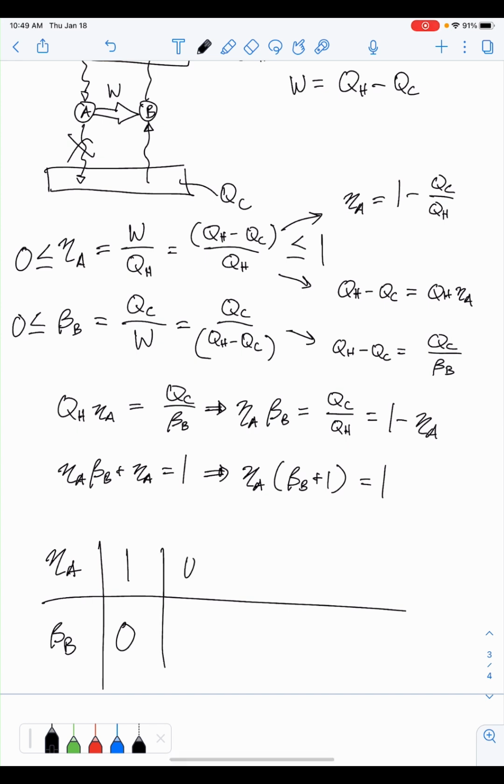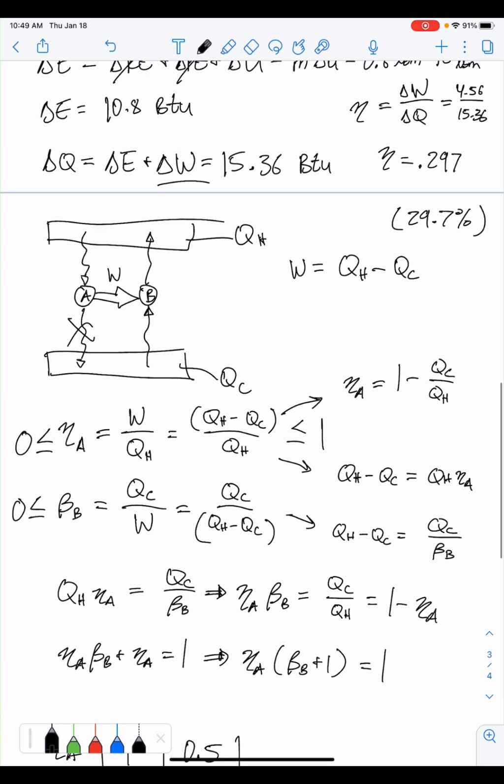Let's quickly talk about 50% efficiency. Let's just say that our hot reservoir is at 2 BTUs, and 50% efficiency means a 50-50 split. The cold reservoir will take in 1 BTU, or would be at 1 BTU, and the work being done would also be 1 BTU.